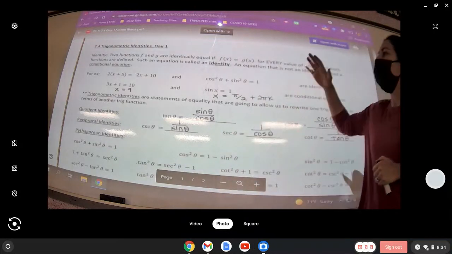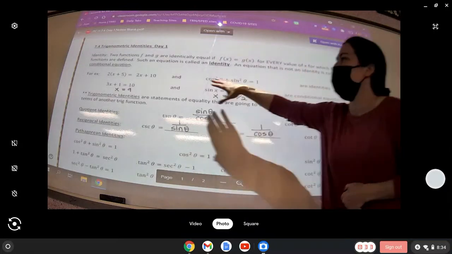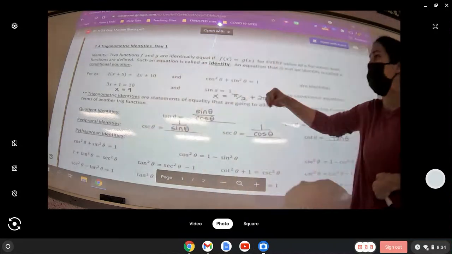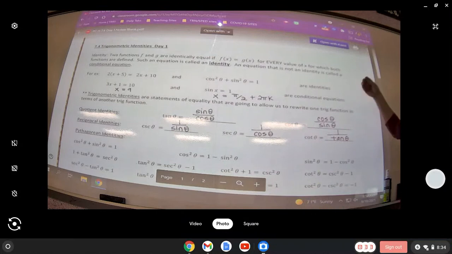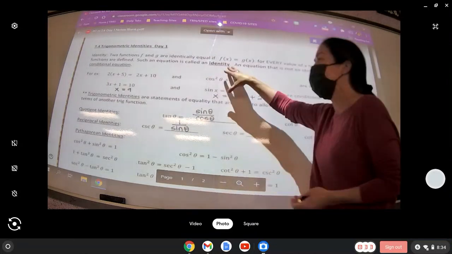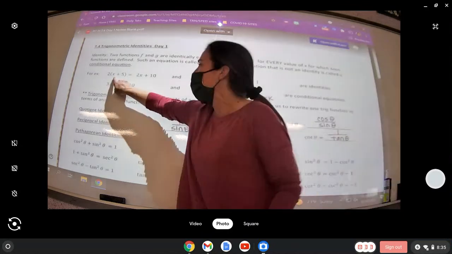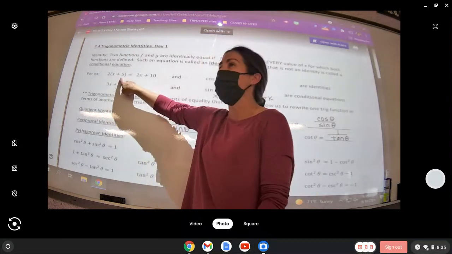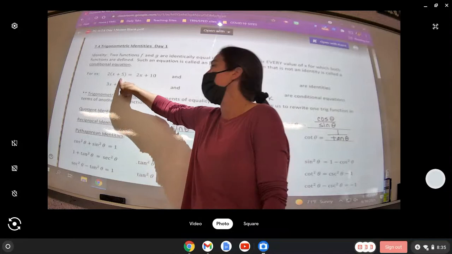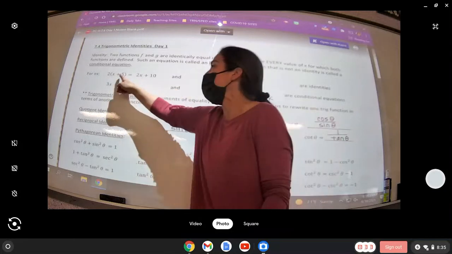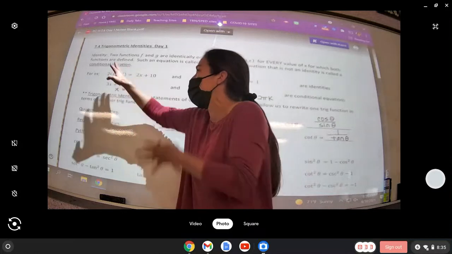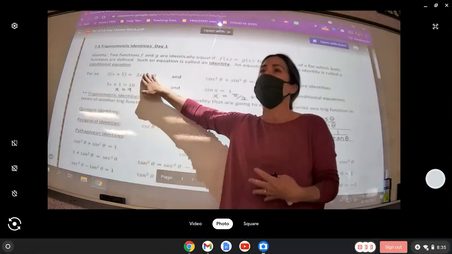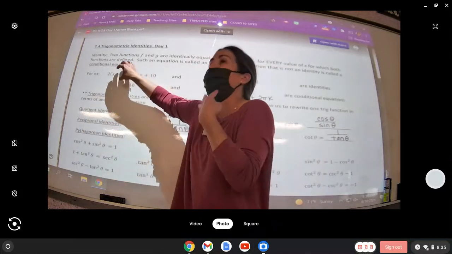So when you are dealing with an identity, it says two functions f and g are identically equal if f of x equals g of x for every value of x for which both functions are defined. Such an equation is called an identity. So guys, for example, if you have the expression 2(x plus 5), and I simplify that by distributing to 2x plus 10, either way I write that expression, it's equivalent. So no matter what I plug in for x, the left side of this equation is going to equal the right side. So that's an identity.